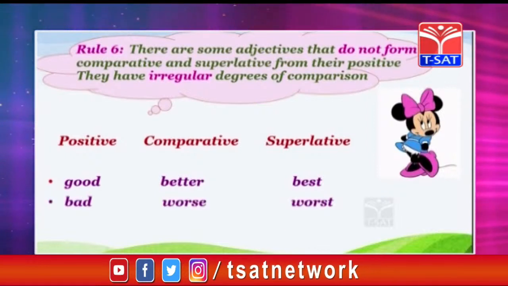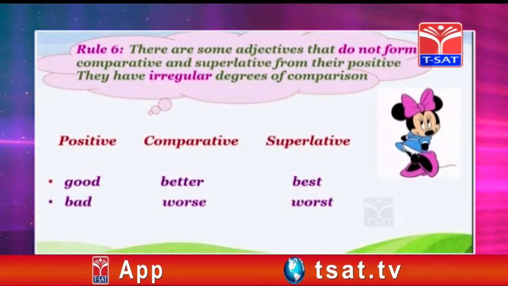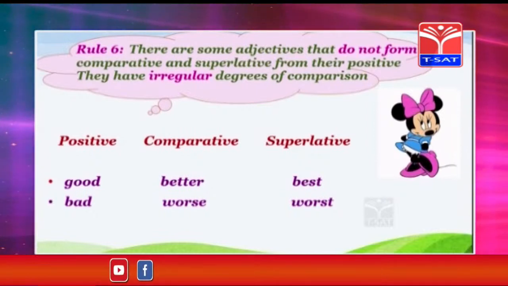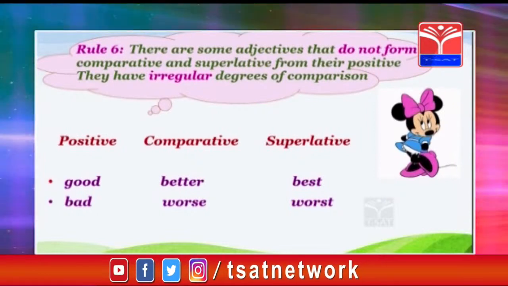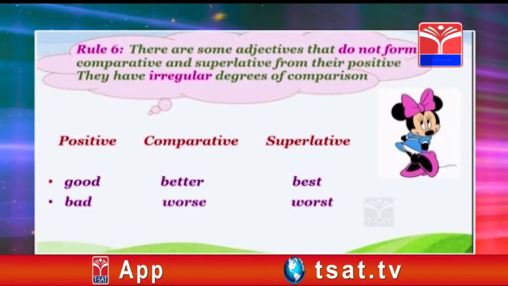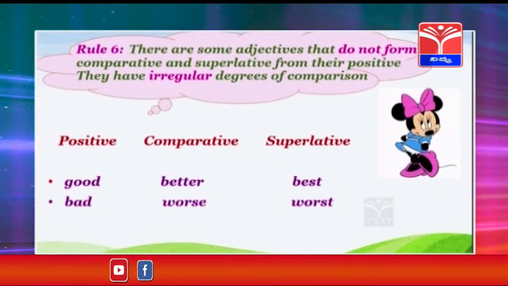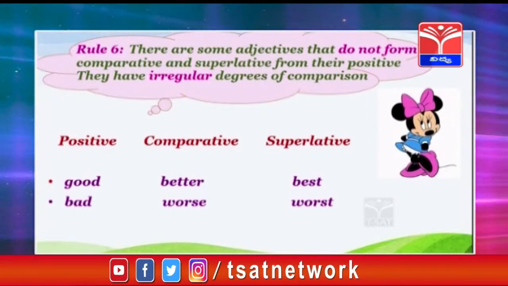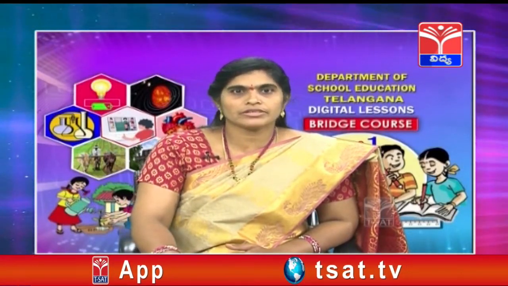So in the same manner, the word bad becomes worse in comparative and worst in superlative. In our previous slides, according to our previous rules, we have changed the positive degree words into comparative and superlative. But here the words are completely different. They don't have any relation with the positive word to the comparative word. They are called irregular degrees of comparison. We shall see some more examples of irregular degrees of comparison.